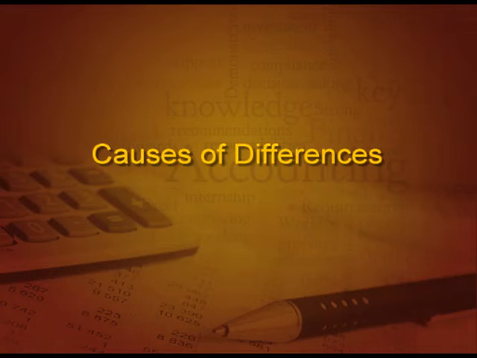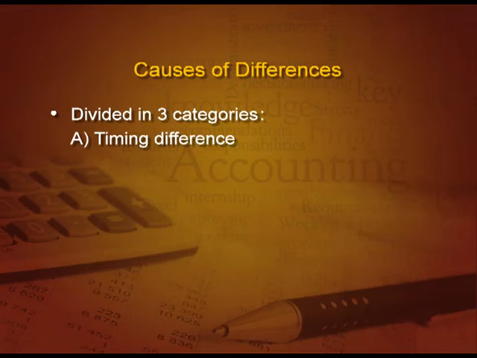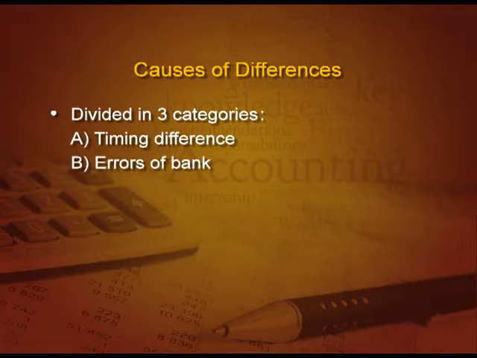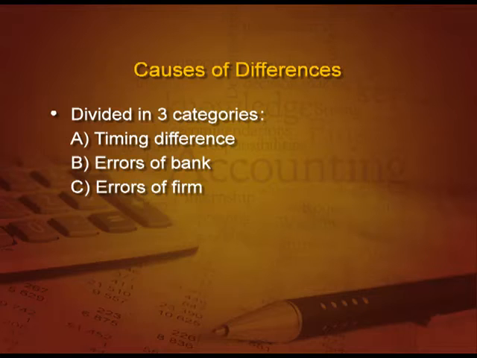Now, let us start with point number 2. What are the causes of difference? These are divided into three categories. First, timing difference. I will explain this. Second, errors of bank which are committed by the bank. And the third part, errors of the firm, that is, errors committed by the accountant or the staff of the organization. Let us start with the first point.